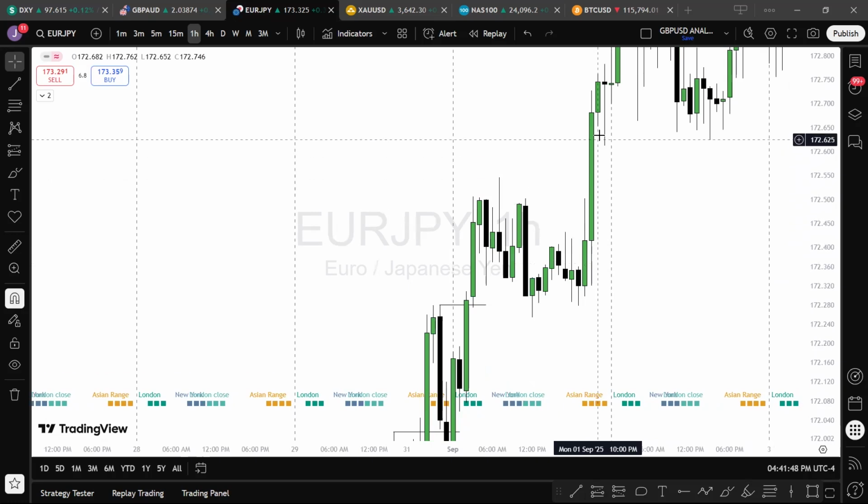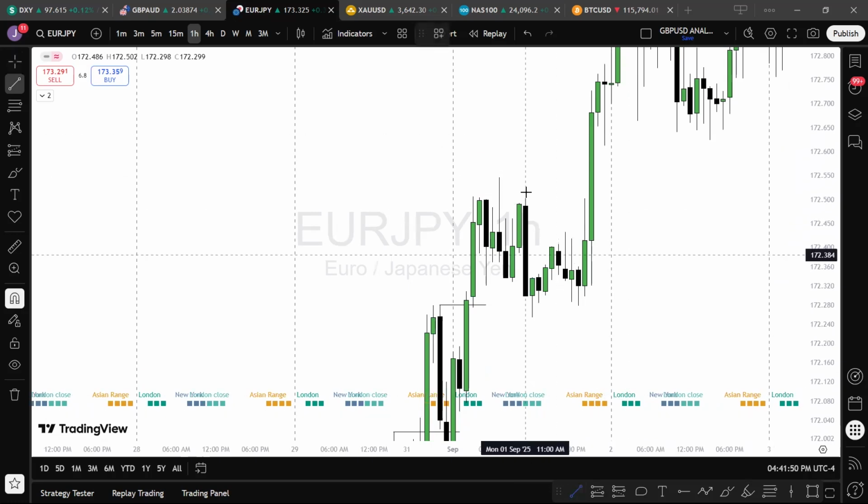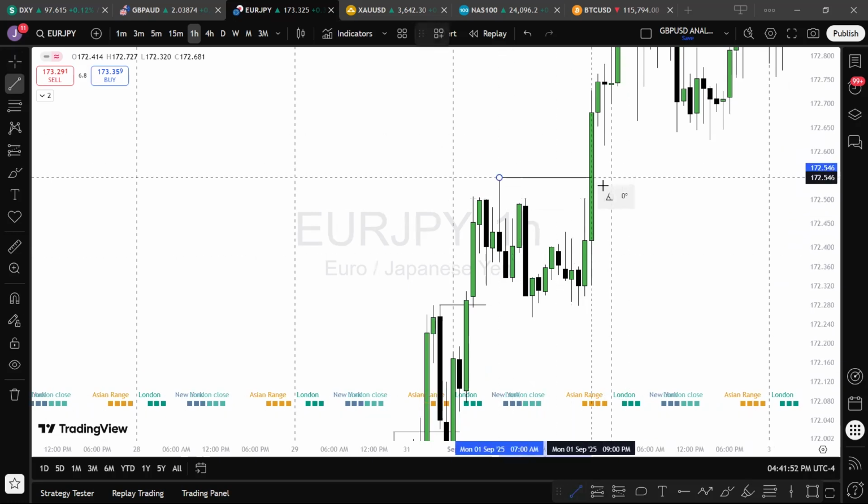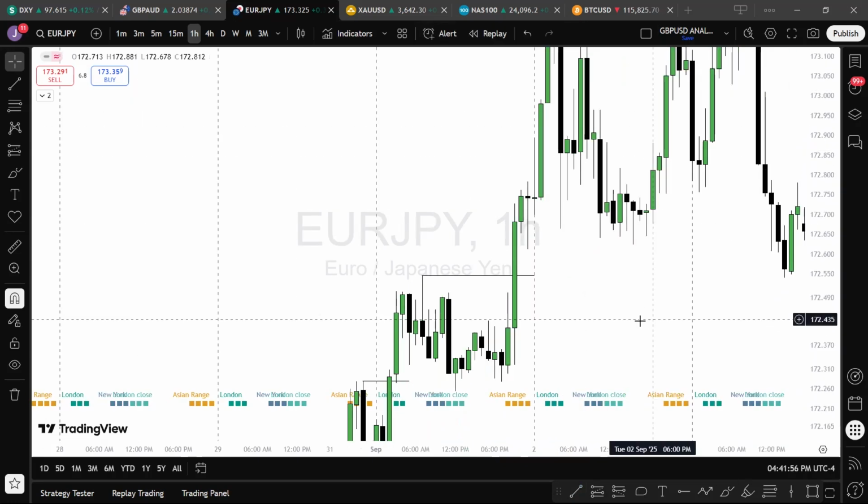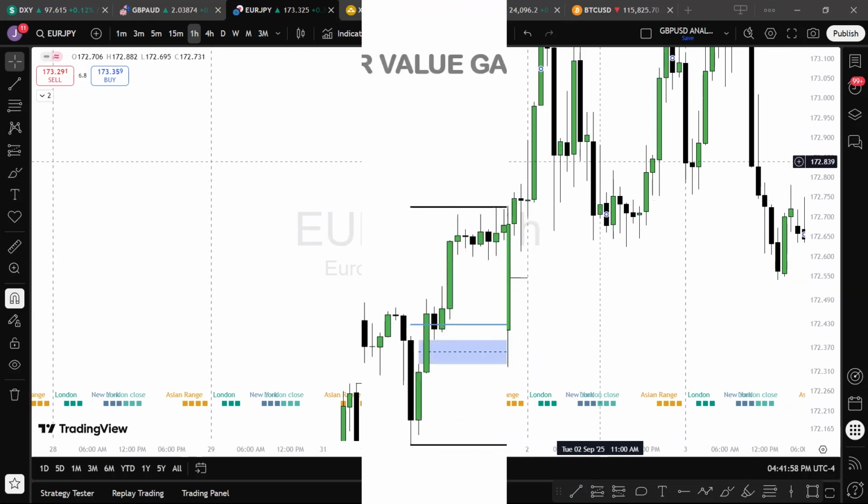Now you can see another beautiful break here. It broke this high and then did what? In breaking it, it left a fair value gap. You can see how price returned to the fair value gap and then rallied higher.